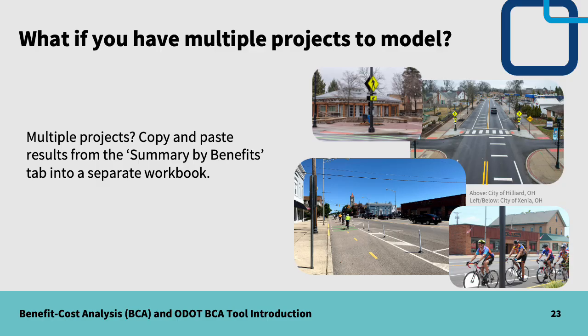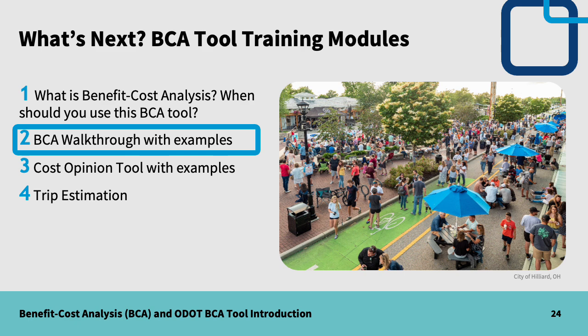This tool is built for one project at a time, but if you need to simultaneously assess multiple projects or multiple components that have unique costs and trip, crash, or improvement data, users can copy and paste results from the Summary by Benefits tab into a separate workbook to add them together. This wraps up Module 1, our overview of benefit cost analysis and how this tool works. In Module 2, we'll walk you through an example, showing you how to enter data and interpret the results.